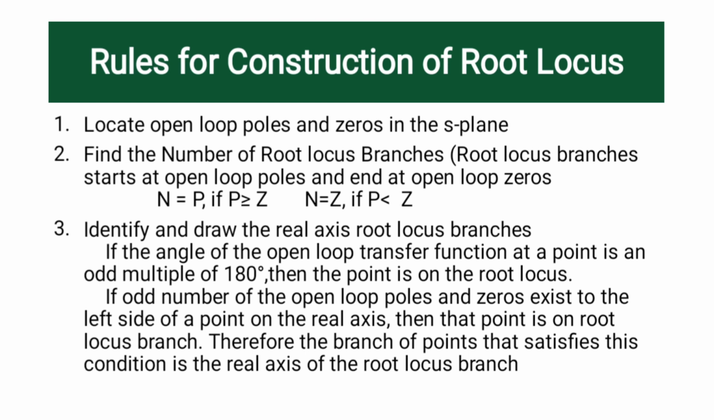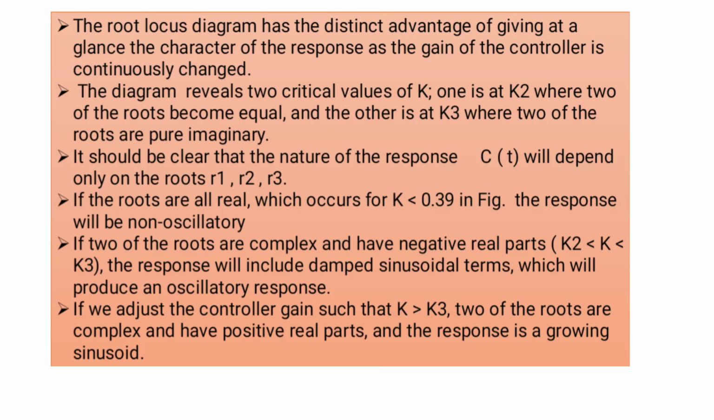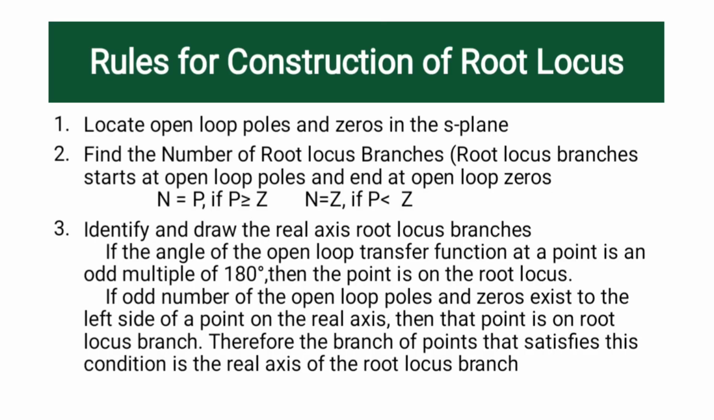Then the rules for construction of root locus. Locate the open loop poles and zeros in the s plane. Find the number of root locus branches; they start at open loop poles and end at open loop zeros. N equal to P if P is greater than or equal to Z. N equal to Z if P is less than or equal to Z.